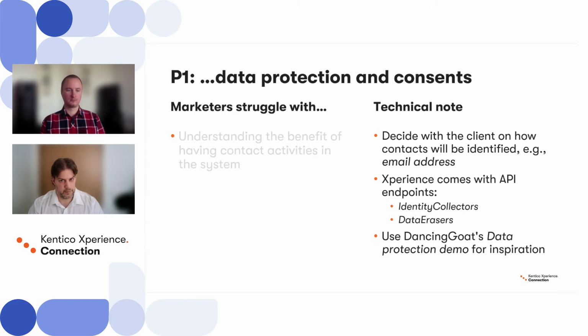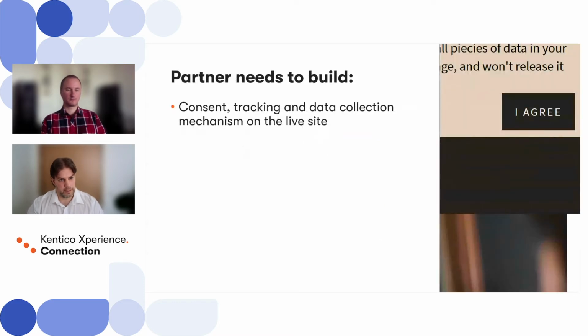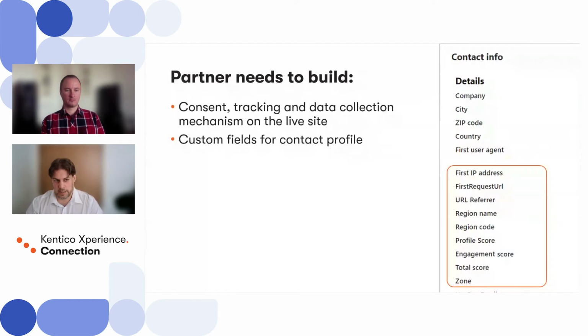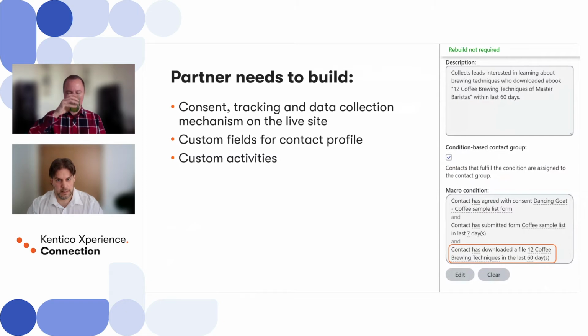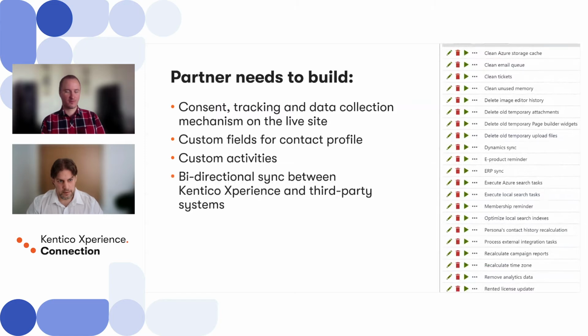So to sum it up, we have covered a lot of stuff. So what needs to happen in order for marketers to have these things available? First of all, the developers need to prepare consents, the means of tracking and data collection on the live side. Then you might want to discuss with the marketers whether they will need some custom fields for contact profiles. Maybe they'll need some custom activities that they want to sync with their third-party solutions. And if you are not using either custom fields or custom activities, at least discuss whether there are some systems they need to synchronize between Kentico and other solutions. So this is the activity tracking in general.